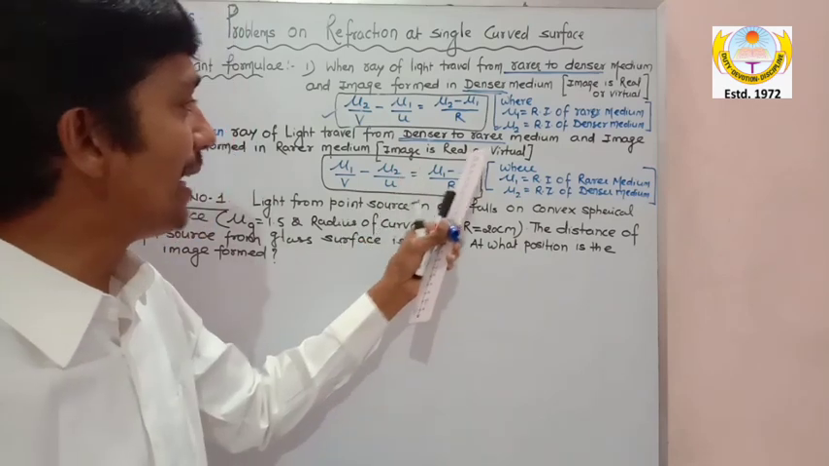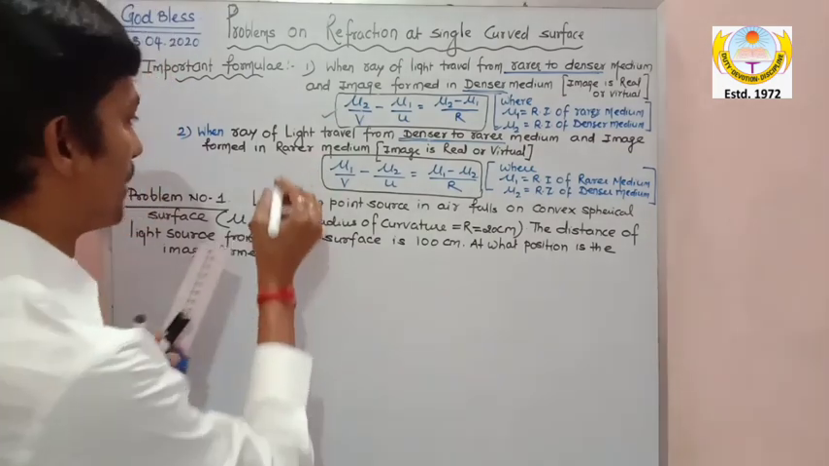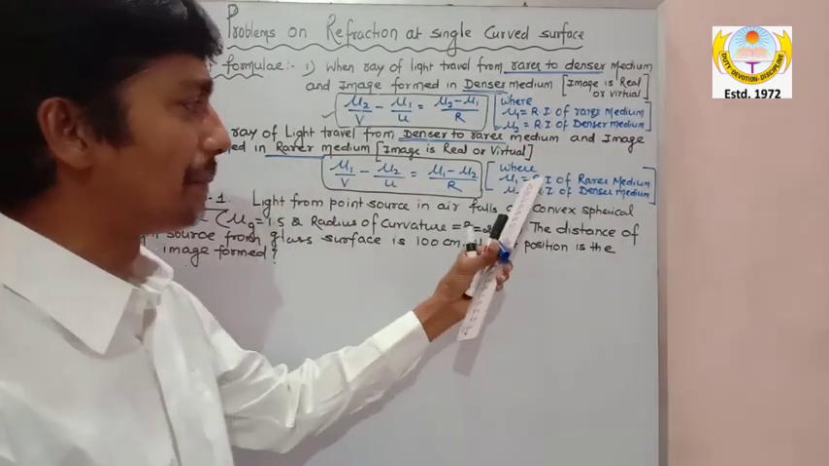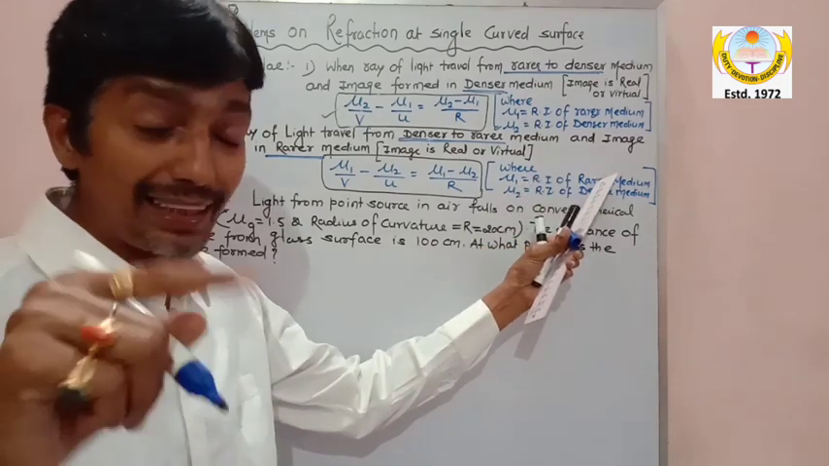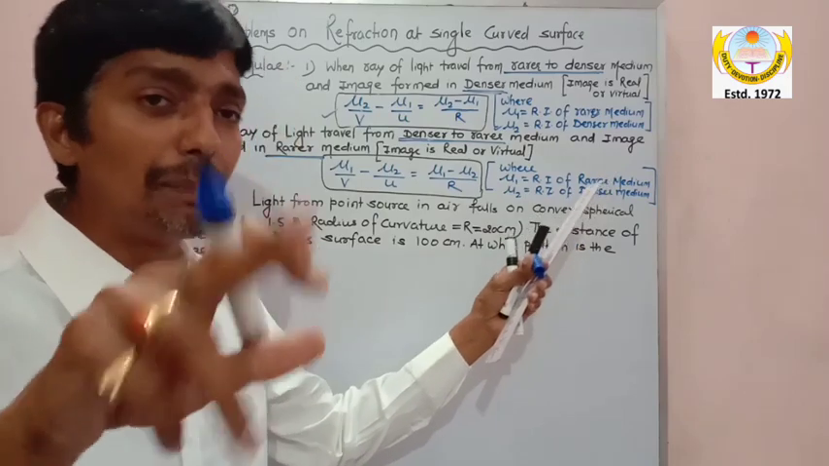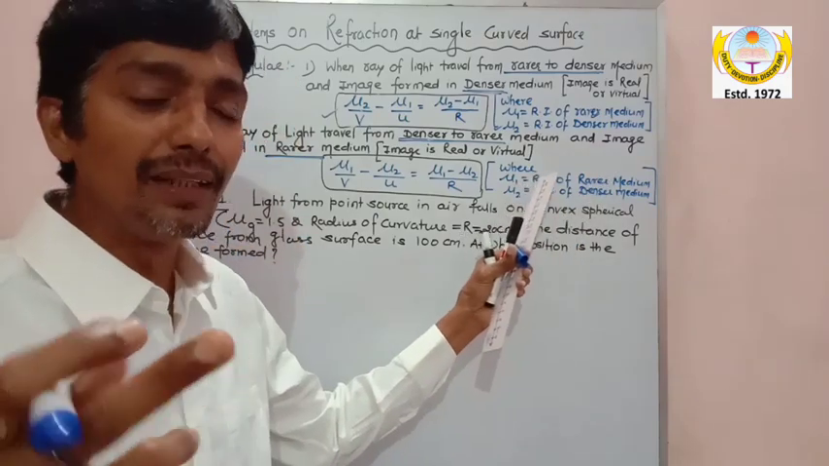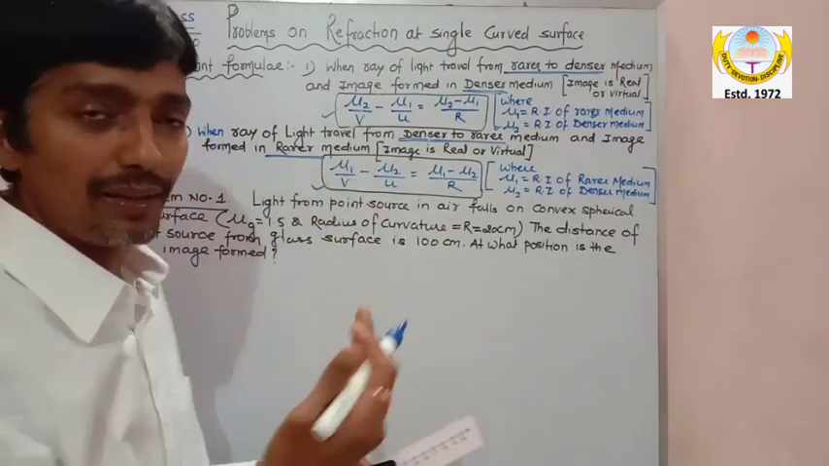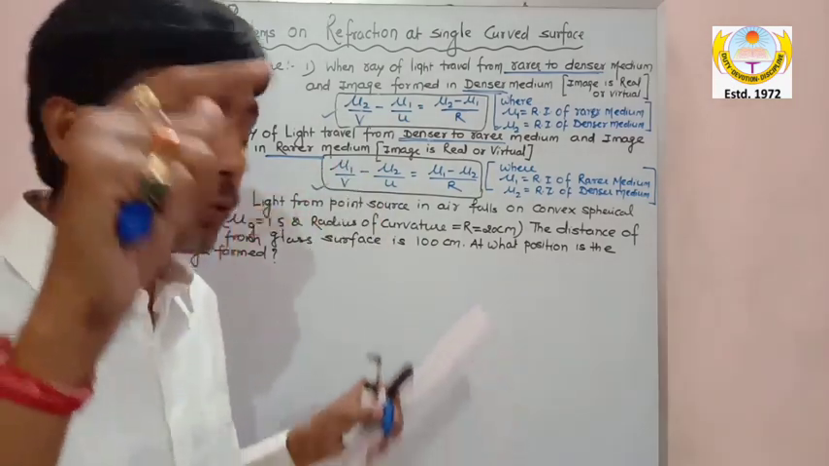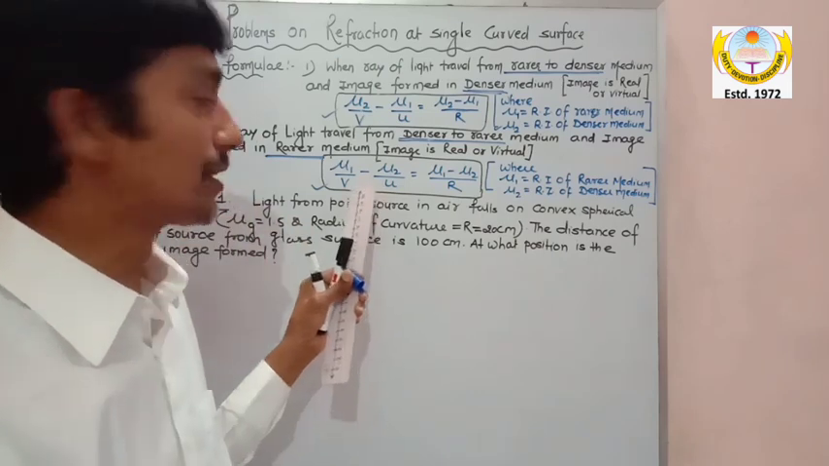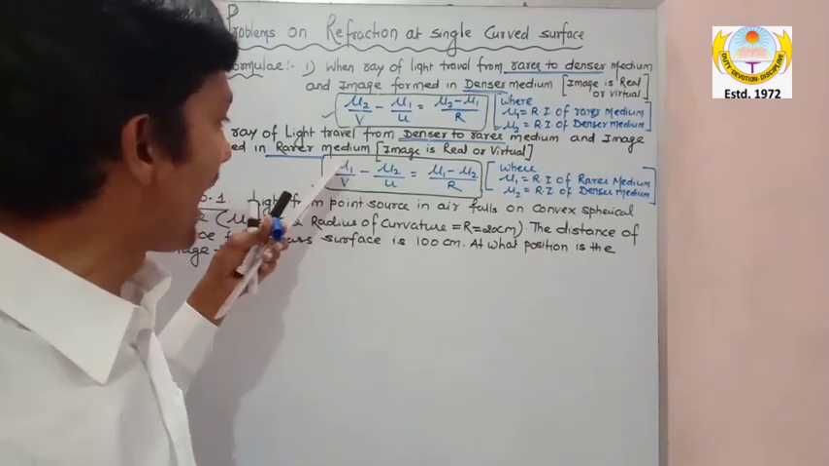And the image is formed in the rarer medium. What is the refractive index of the rarer medium? mu1. It means the image is in the rarer medium, so the image distance v is observed in the rarer medium, that is mu1. So the formula will become, and I have to start with the image, mu1 divided by v. I hope it is clear. Why mu1? Because the image is observed in the rarer medium.